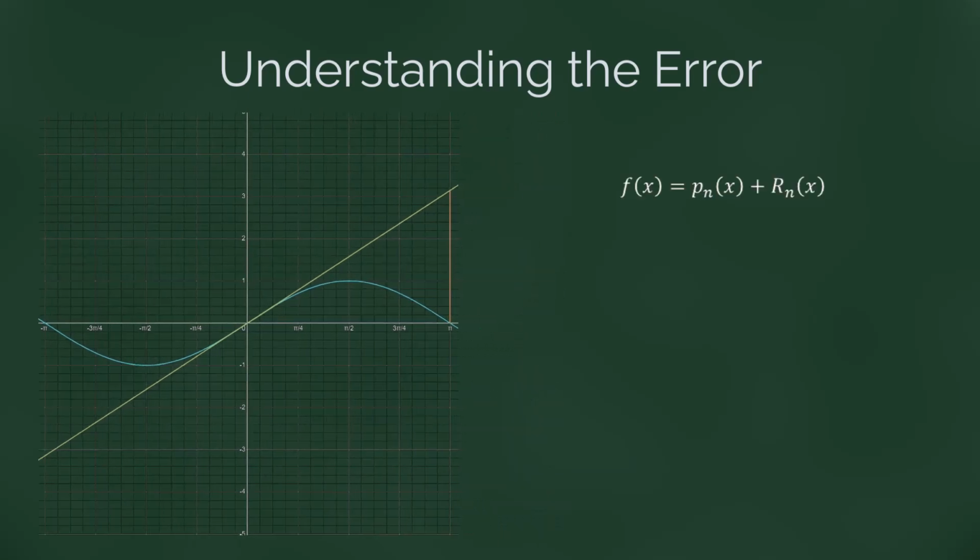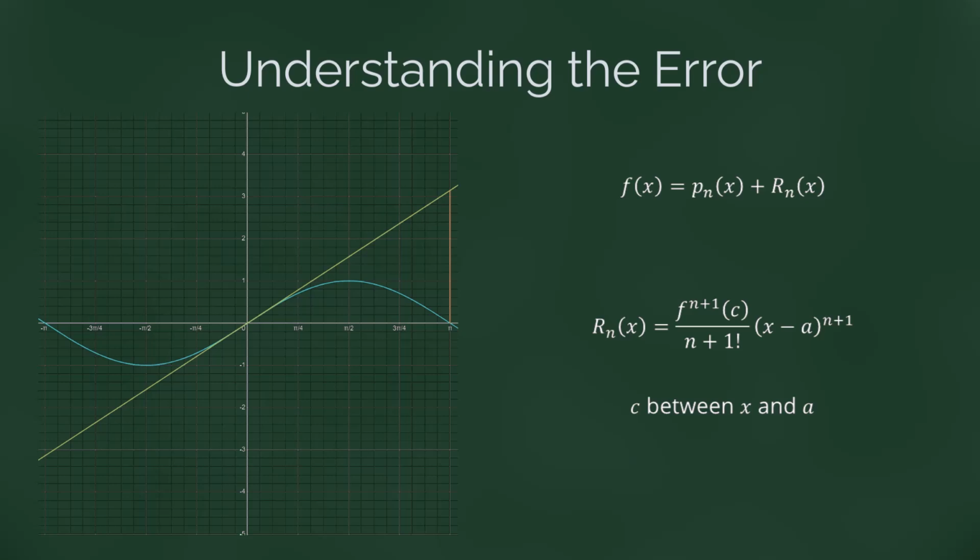Because we know that the error is a function of x, that means that we can rewrite our original function f of x as the sum of the nth Taylor polynomial plus a new function r sub n of x, which represents our remainder, or the error, in our Taylor polynomial. It turns out that Taylor discovered a useful and wonderful formula that gives us a precise value for that remainder.